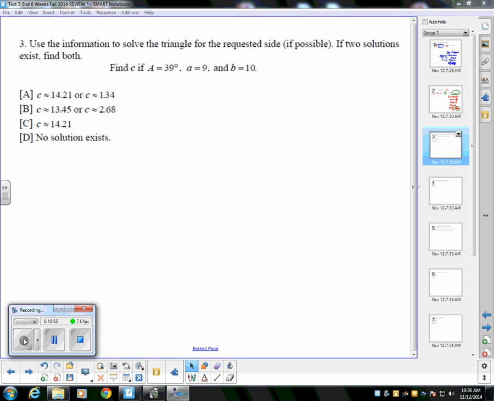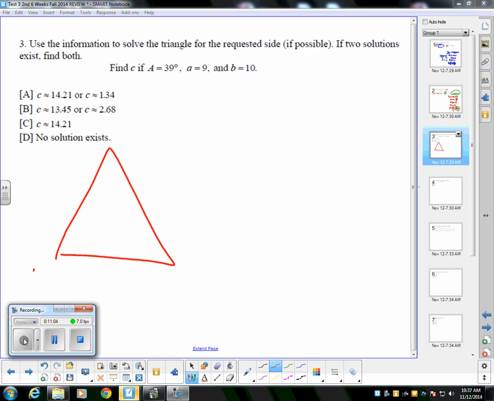All right, number 3, it tells you to use information to solve the triangle. So if you guys have been around me long enough, you're going to know that the first thing you need to do is draw a triangle and label the angles A, B, and C. It doesn't matter where you put them as long as you put one letter per angle. It doesn't matter if it's drawn to scale as long as it's oriented right. Now that we've marked the angles, we know side A has to be opposite, and it's 9. And we know side B has to be opposite, and it's 10.